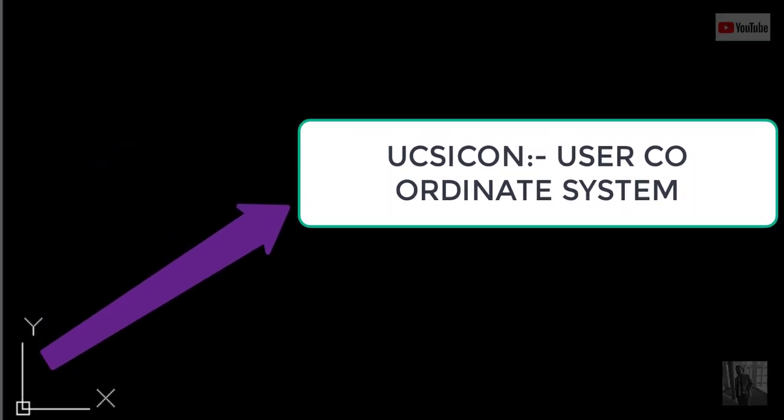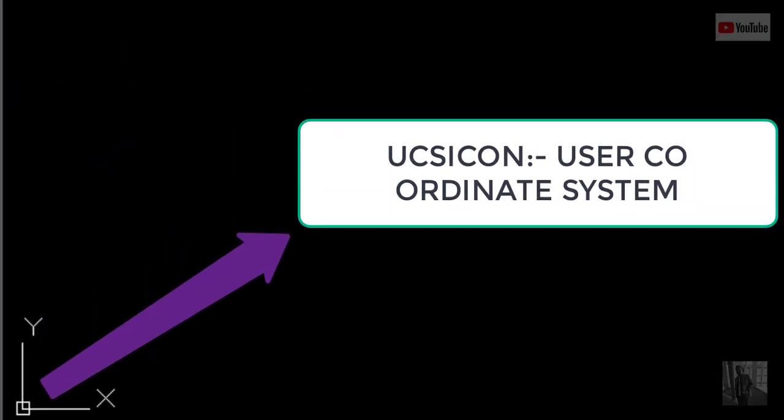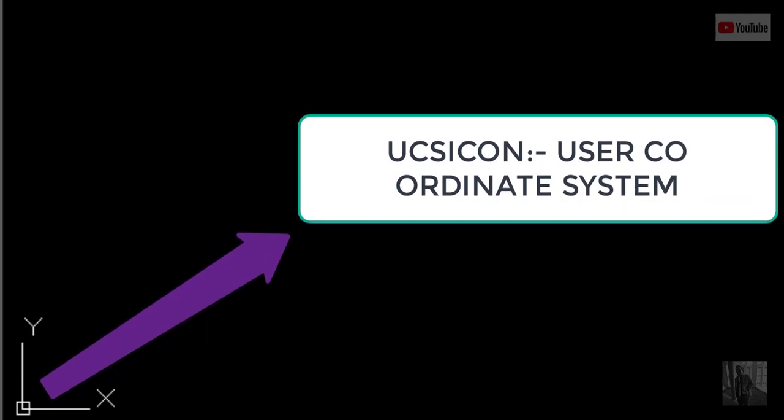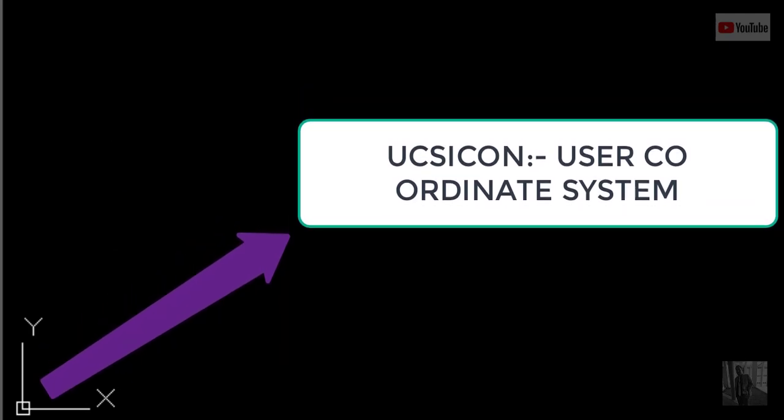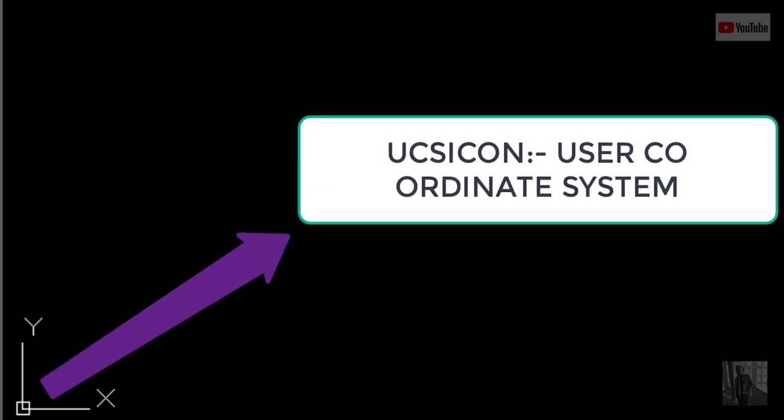You can see an XY icon located at the extreme left. This is called as the UCS icon. The UCS icon stands for the user coordinate system. The drawing can be made from origin with the help of the UCS icon.